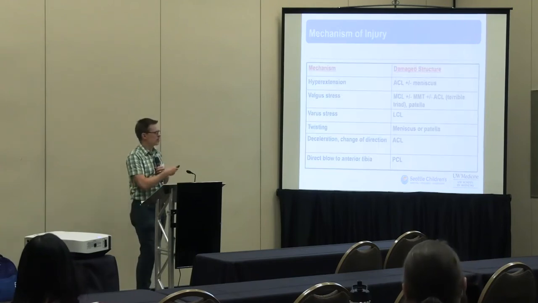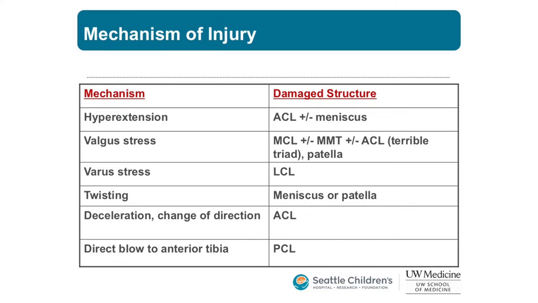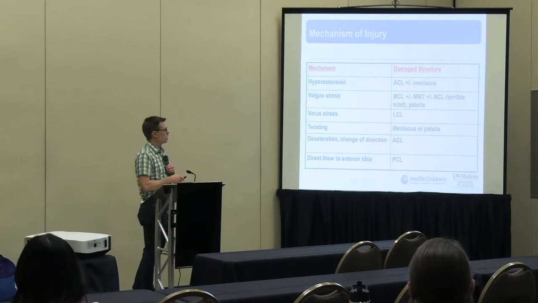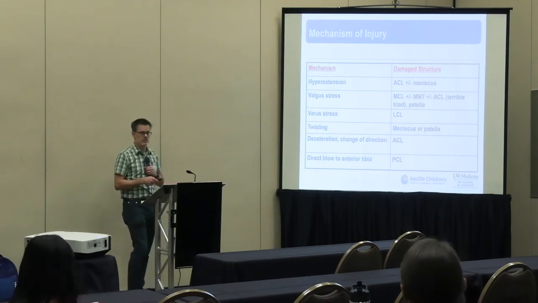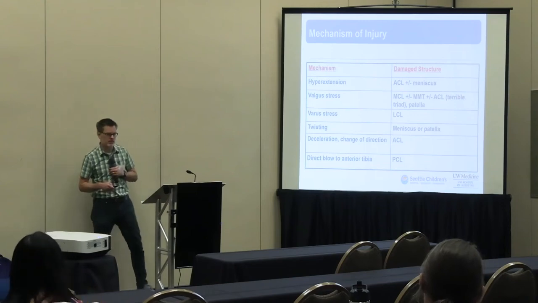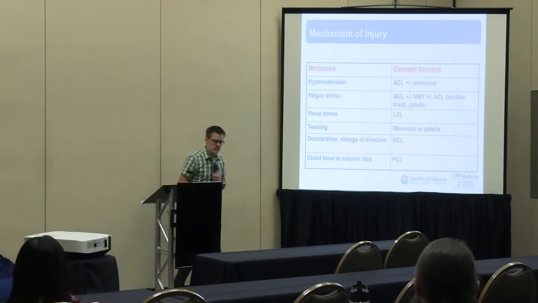So here's your general thing. Again, there can be mixes in here, but a hyperextension injury can be just a bone bruise, which is pretty common, but you can very commonly see an ACL tear with that. Valgus stress is kind of the classic MCL injury, but if there's a lot of valgus stress, that valgus is going into the body, okay?